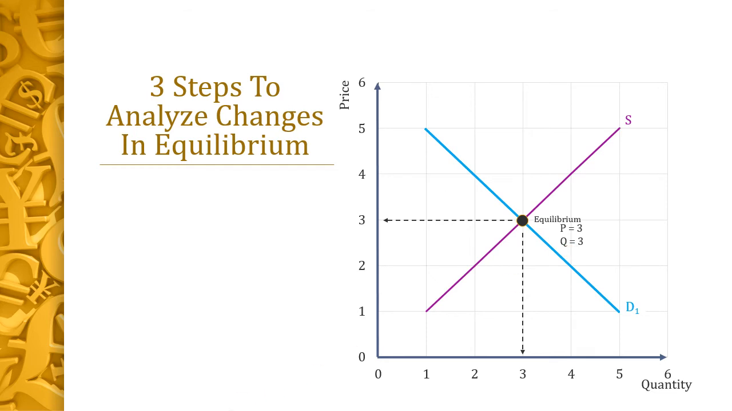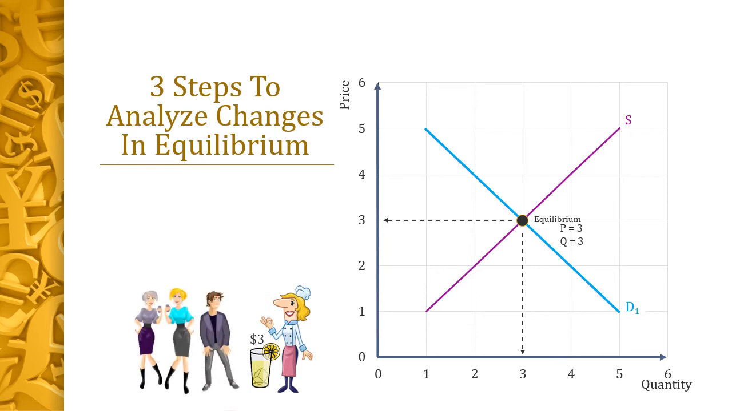So let's set up the scenario that we're seeing right here. We've got Chef Florence, who's selling lemonade at $3 a glass, and we've got 3 very thirsty teenagers who are willing to pay $3 a glass for Chef Florence's fabulous lemonade. And that's what's reflected in this chart. But something's going to change.